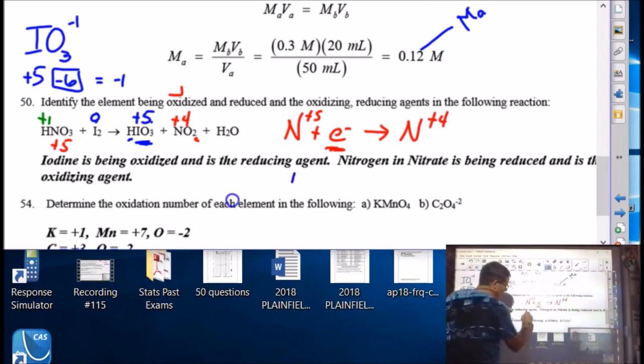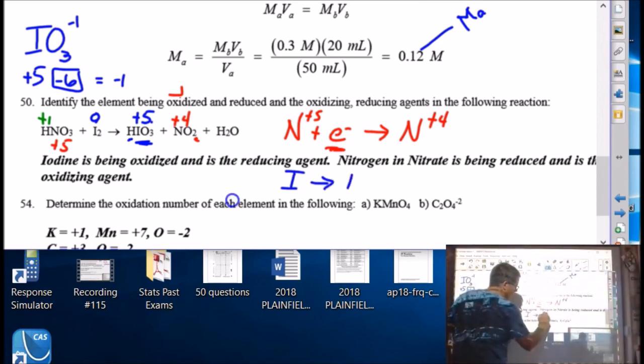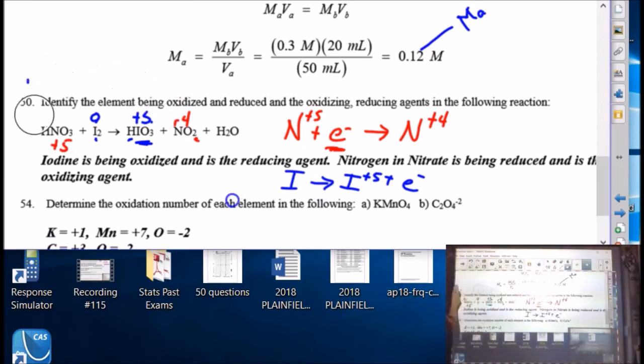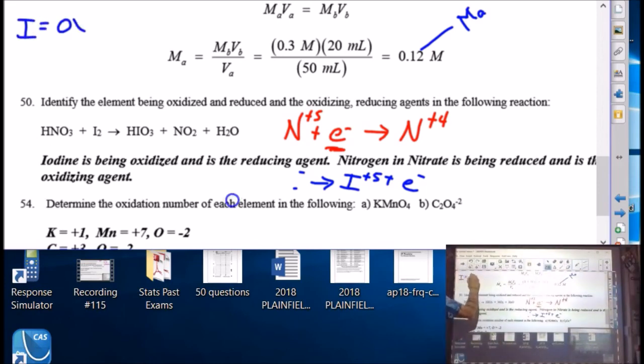Now, I'm not going to write out the whole equation, but I'm going to tell you that it is losing electrons. I'm not going to balance that out for it. So the iodine is losing electrons because it has them all here, and then the nitrogen is gaining electrons. So, who is oxidized? Let's do this correctly. So, iodine is oxidized.